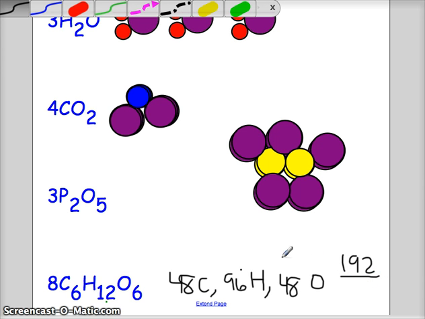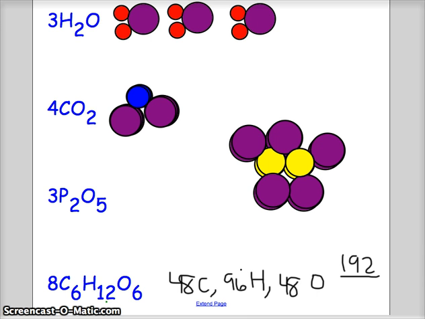So without the pictures, it's still very possible to do this. The 8, the 3, the 4, the 3, they're all coefficients, and they all get distributed to each one of the subscripts. If there's no subscript, it's understood to be a 1. And then at the end you count up. 192 atoms are needed to make 8 molecules of glucose. All right, so let's go to the next page.